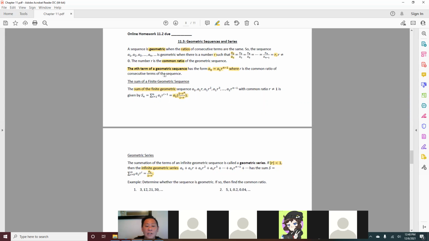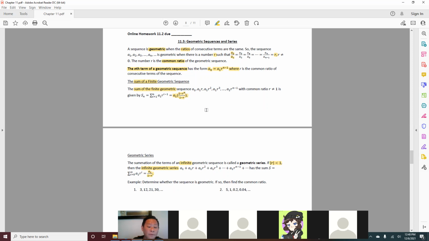In order for us to find the nth term of a geometric sequence, an equals a1 times r to the power of n minus 1. Again, r is a common ratio, a1 is your first term, n is your nth term. For the sum, a geometric sequence has two types of sum: one is finite and one is infinite. Yes, we can add the infinite geometric sequence. For a finite sequence, the sum of a finite geometric sequence is given by the formula a1 times 1 minus r to the n, divided by 1 minus r.